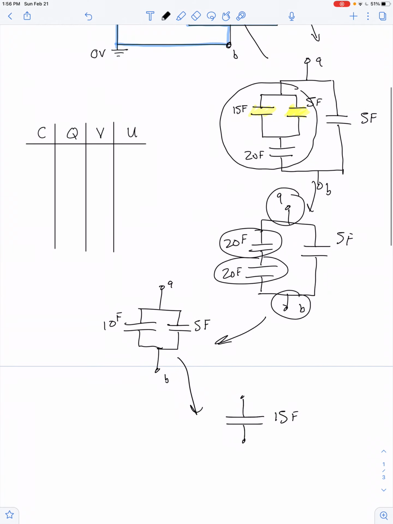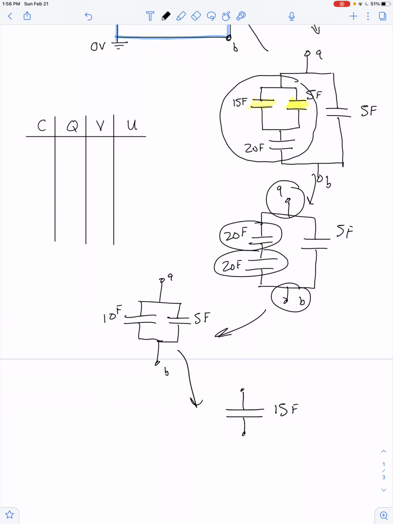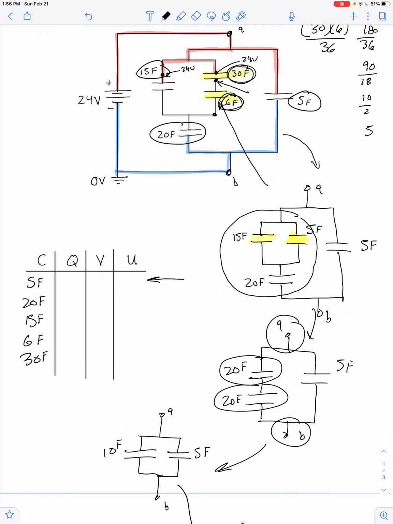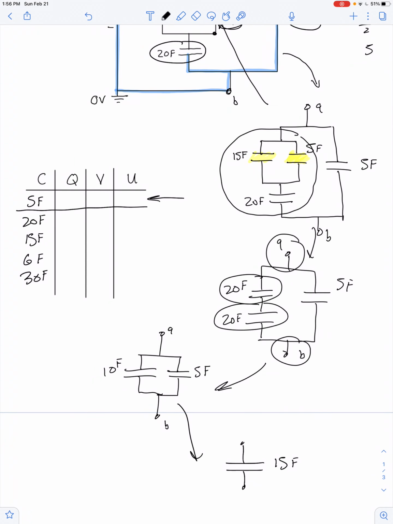So we want to use this chart to represent how we can apply the equations across any given row, and as long as we don't mix and match, everything will fall into place. So let's identify all of our capacitors. How about we start with our 5 farad, and then our 20 farad, and our 15 farad, and our 6 farad, and 30 farad. Okay, create rows for each of these.